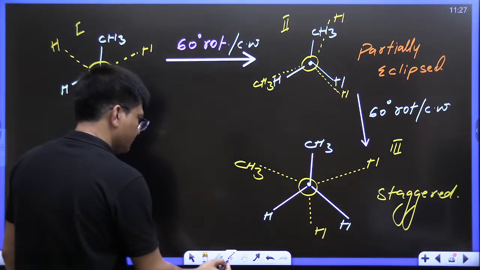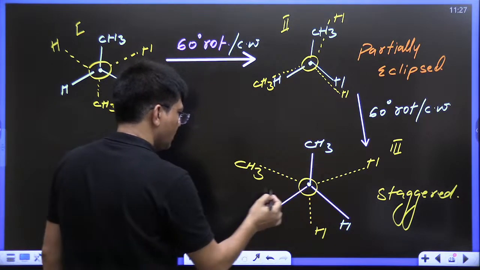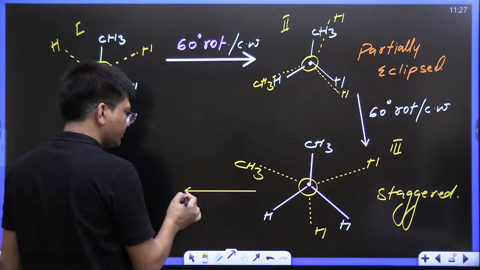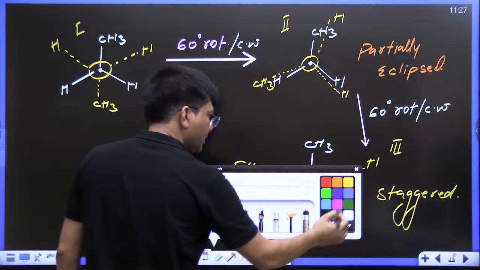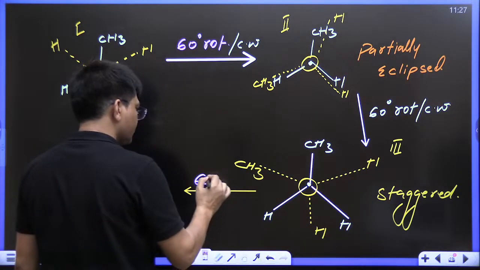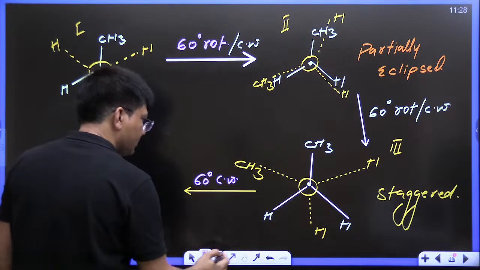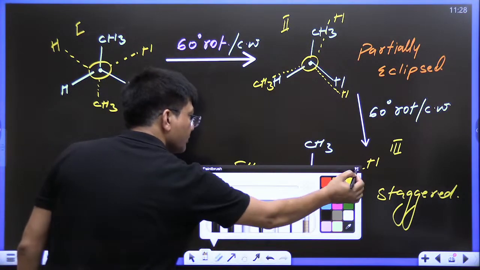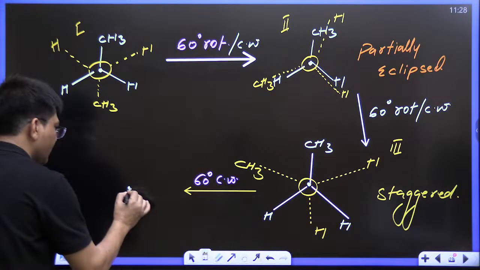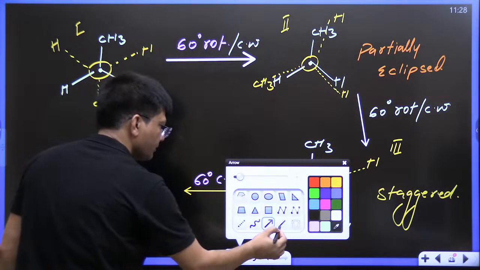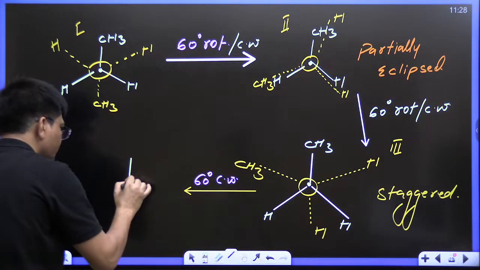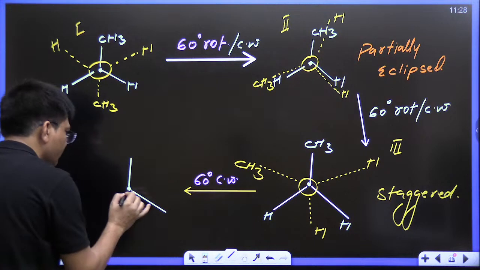Now once again, a 60-degree rotation clockwise. Now let's keep the front carbon as it was. This is methyl. These are hydrogens.